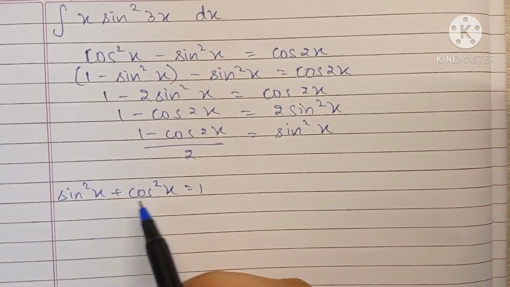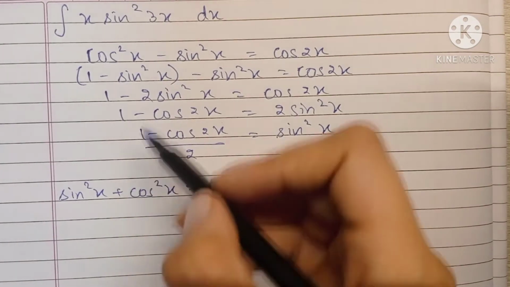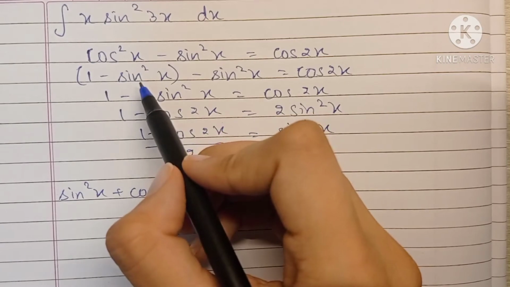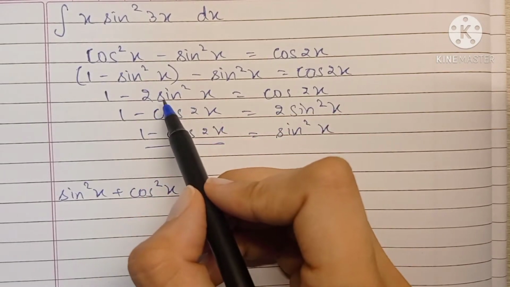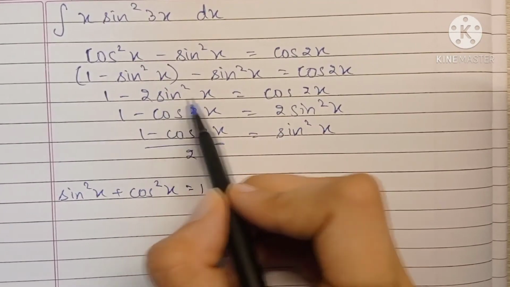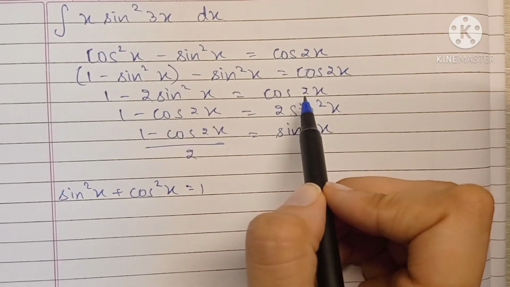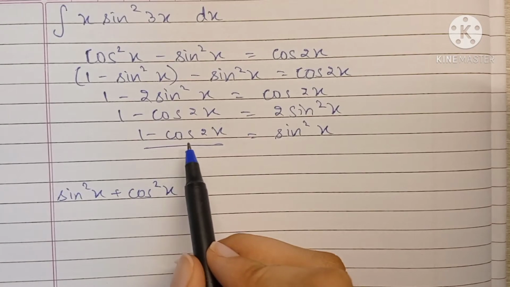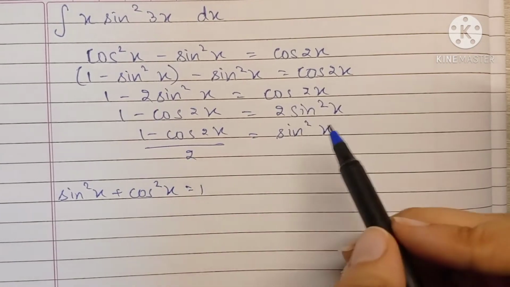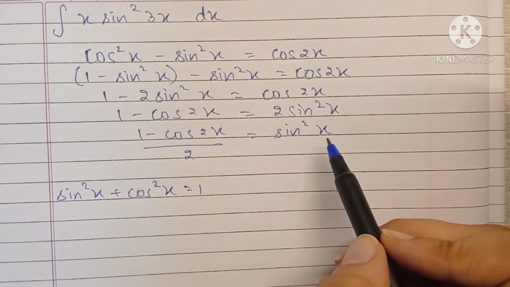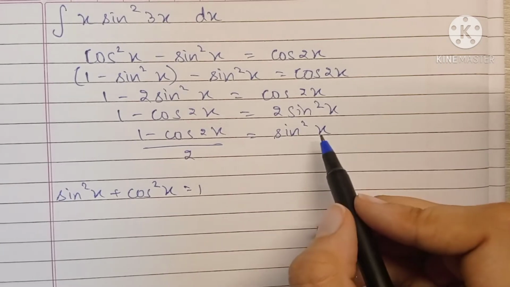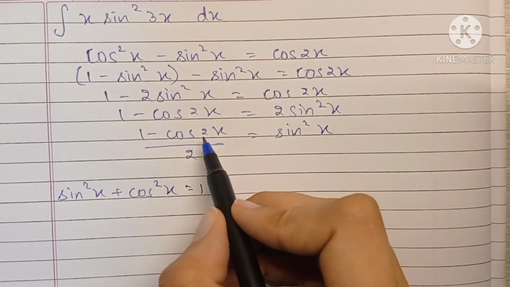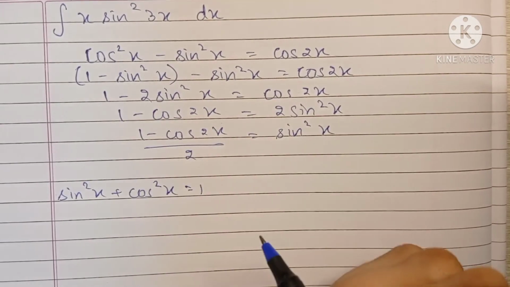Now, because sine square x plus cos square x equals 1, we can substitute cos square x as 1 minus sine square x. Thus, this becomes 1 minus 2 sine square x, which is equal to cos 2x. Now, with a little bit of shuffling of the terms, we can write 1 minus cos 2x upon 2 as sine square x. So, we can see that sine square of an angle is equal to 1 minus cos double of that angle upon 2.